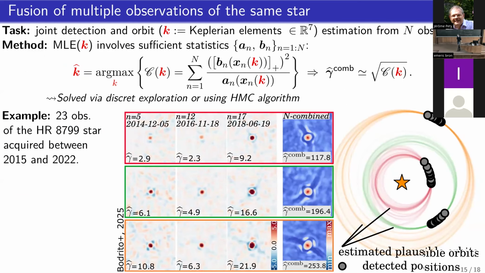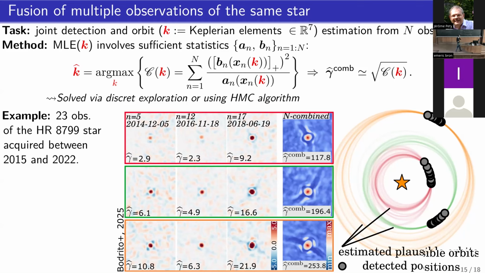So far, we discussed how to process at inference time a single data set, possibly by leveraging multiple data sets to model the nuisance, but at inference time, we are processing a single data set. And I would like to illustrate now that it's possible to fuse at inference time multiple datasets in order to improve the detection sensitivity. So this is what we did by fusing multiple observations of the same star, a given star, but observed at different times across several months or years.